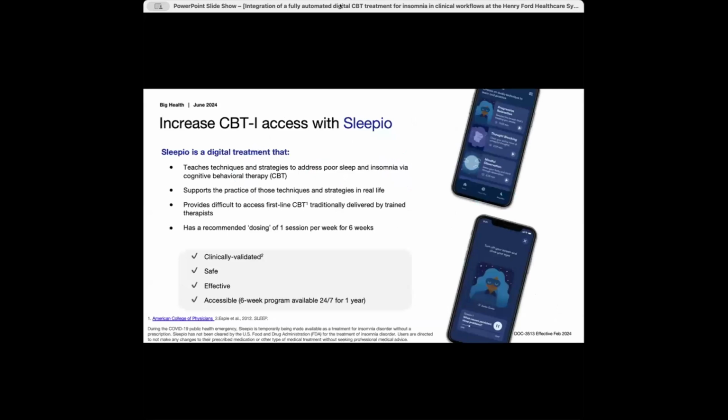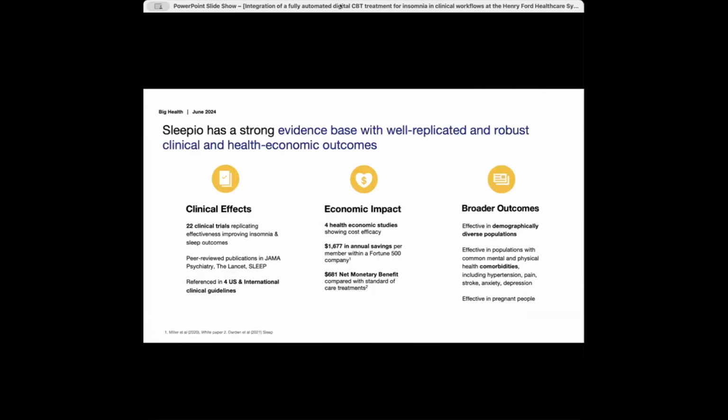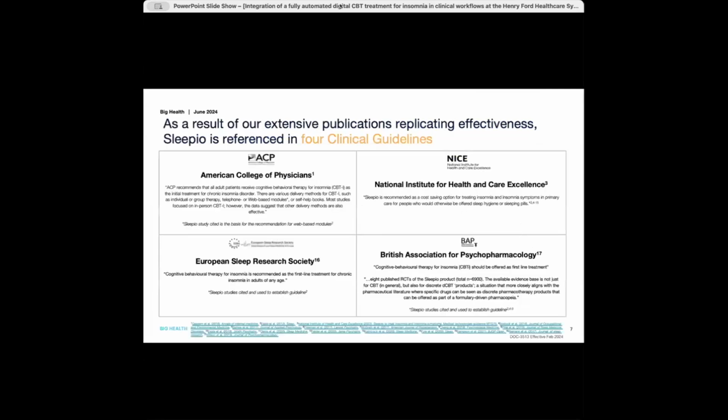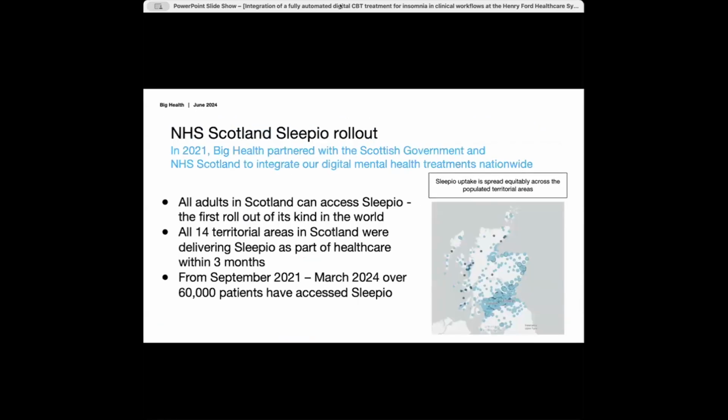And Sleepio is a digital cognitive behavioral based treatment that's fully automated, provides access for patients to all of the skills, techniques, behavioral interventions, cognitive interventions that you'd expect from therapist-delivered CBT for insomnia. Over the last 12 years, we've studied its effects in clinical trials, economic evaluations, and within different healthcare settings and populations with different patients as well. Because of this evidence base, we've been recommended or cited in the following guidelines, and we have rolled out Sleepio at scale within healthcare settings here in Scotland.